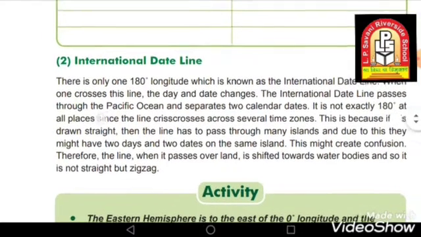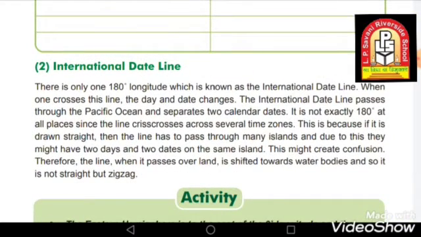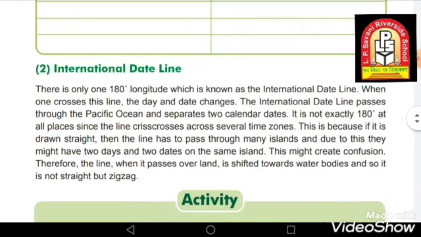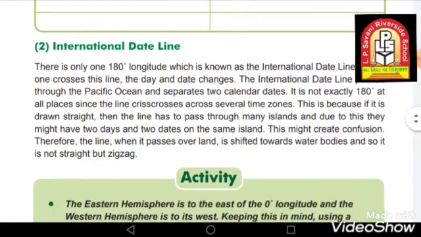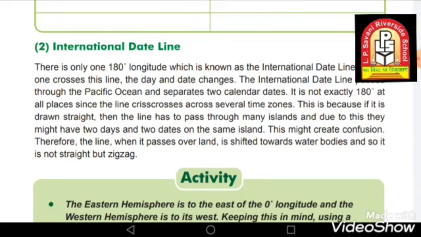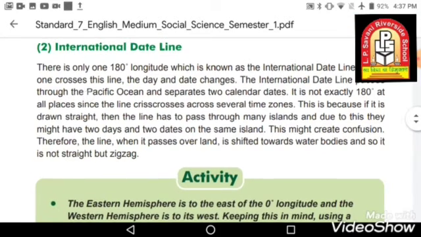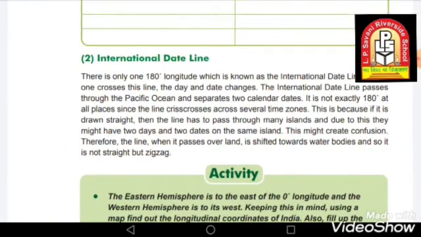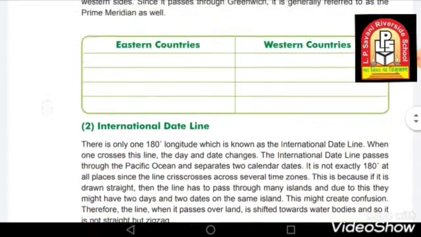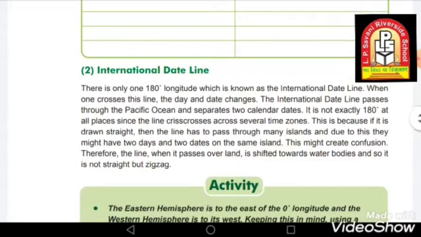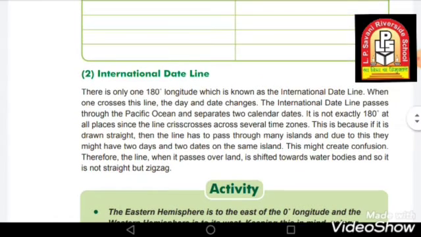When one crosses this line, the day and the date changes, right? As the 180 degree line is crossed, as that person crosses that line, the date and the time change. The international date line passes through the Pacific Ocean and separates two calendar dates, right? So this line, basically the 180 degree longitude line, passes through the Pacific Ocean and it separates two calendar dates, right?